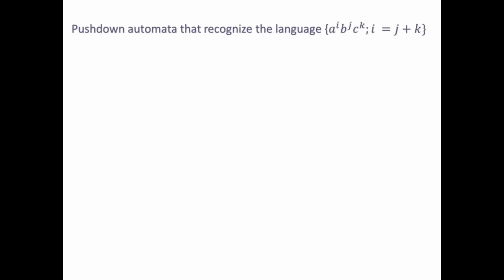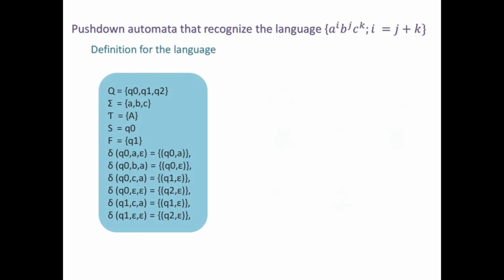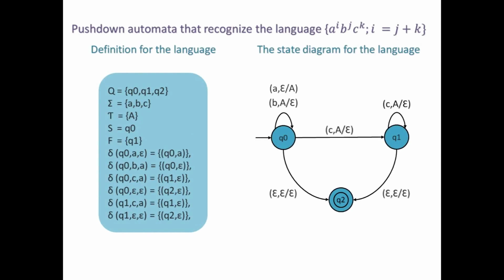Say we have a pushdown automata (PDA) that recognizes the language a^i b^j c^k, where i must be equal to the sum of j and k. For example, when j equals 2 and k equals 1, i must have the value 3. The following are the definitions and state diagram for the language.